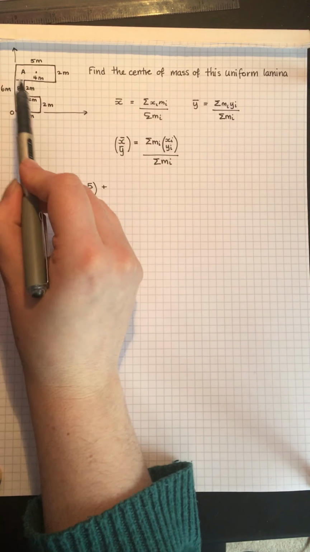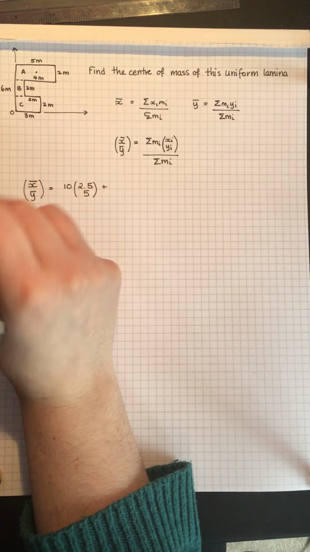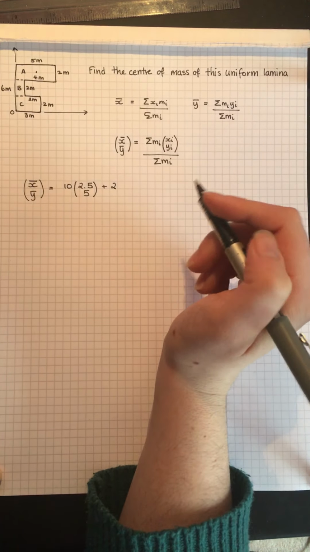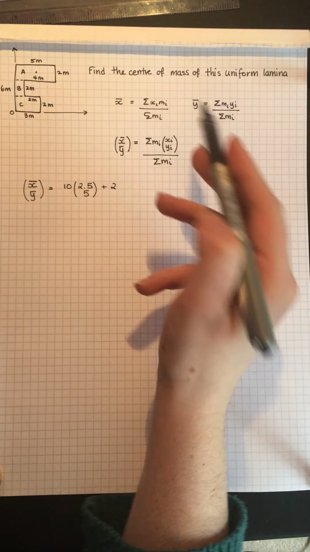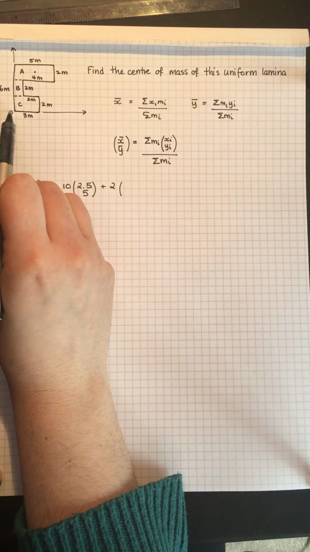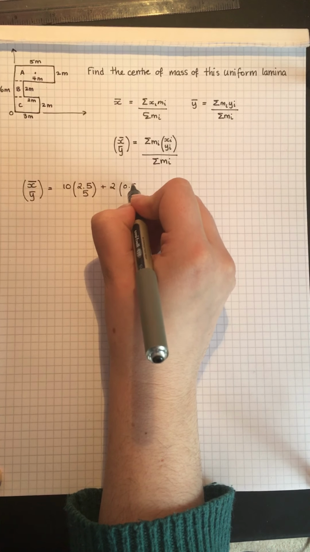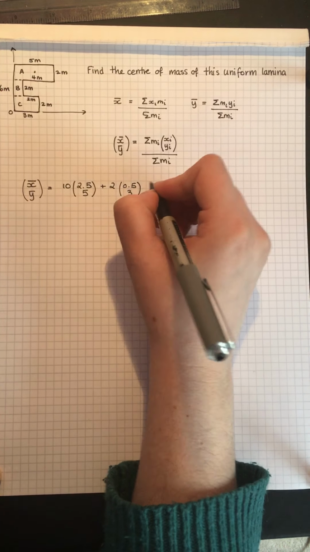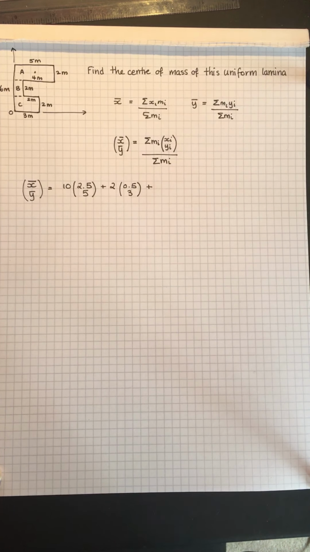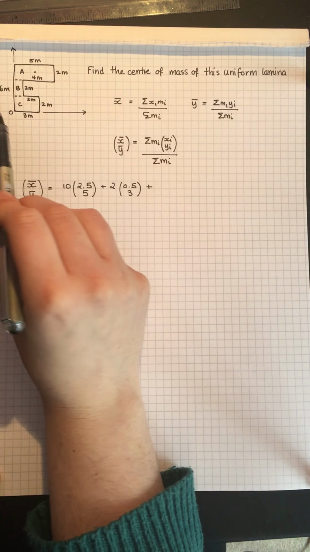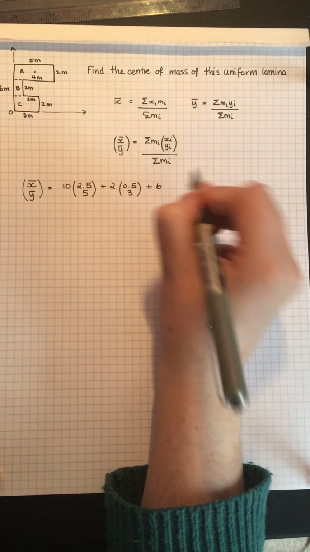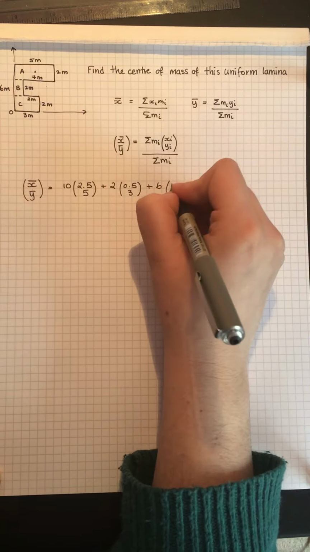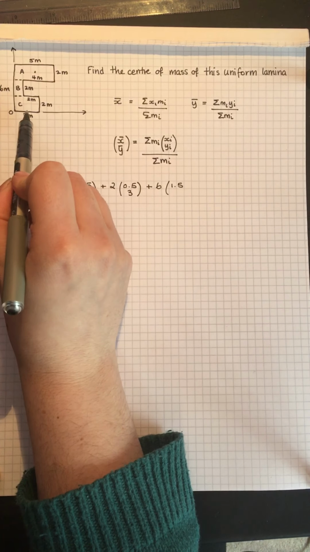Then for B, that is 2 by 1, so the proportional mass is 2. And the location of its centre of mass is going to be 0.5 this way, and 3 vertically. Then for C, the area of that one is 6, so that's going to be its proportional mass as well. And the location of the centre of mass is 1.5 and 1.